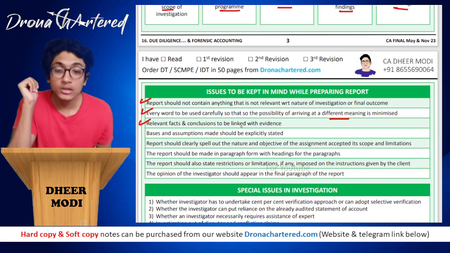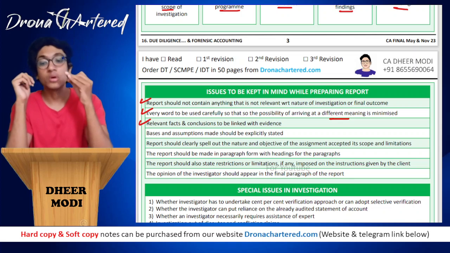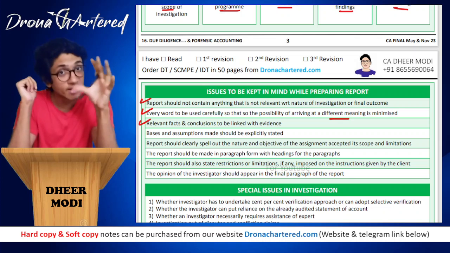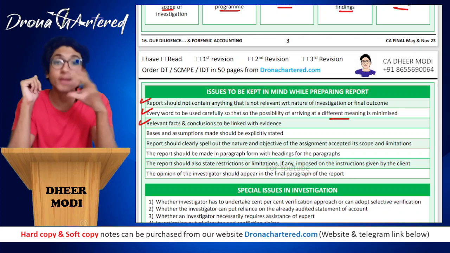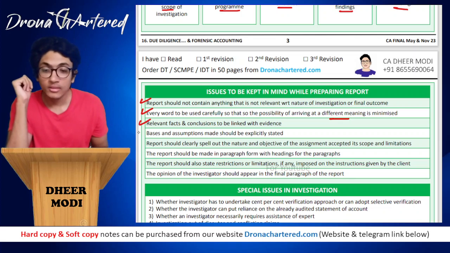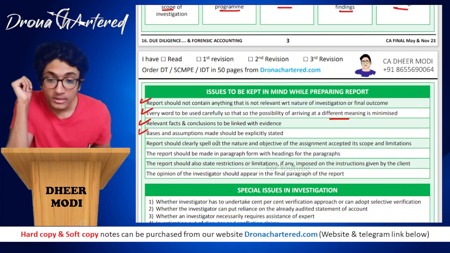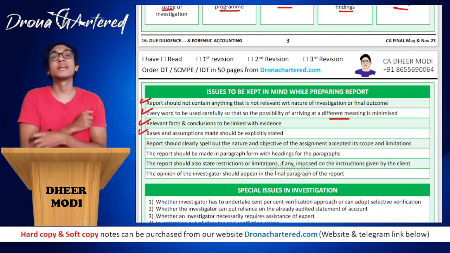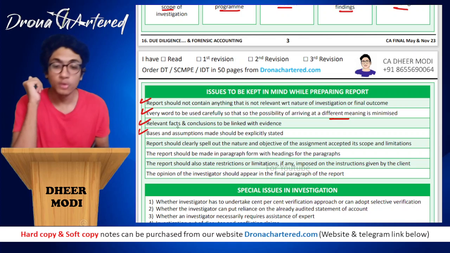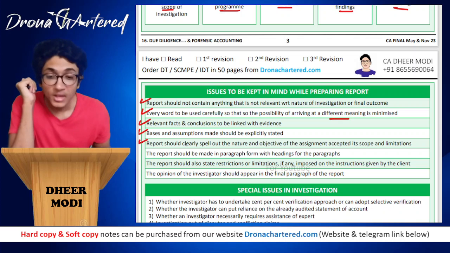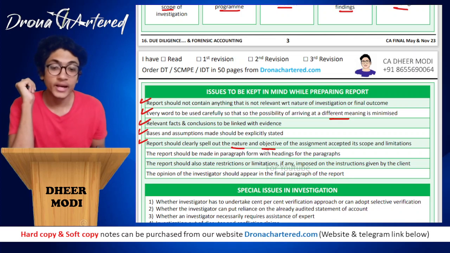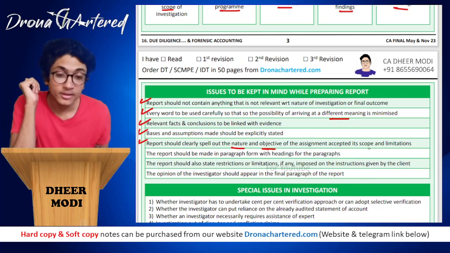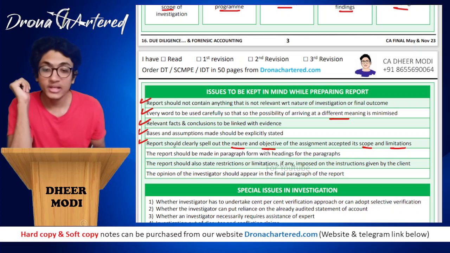Relevant facts and conclusions to be linked with evidence. That means whatever conclusions you get, that should be linked with evidence. You have to show how you got this evidence. Bases and assumptions made should be explicitly stated. Any assumption that you made should be properly and clearly stated. The report should clearly spell out the nature and objective of the assignment accepted, its scope and your limitations.